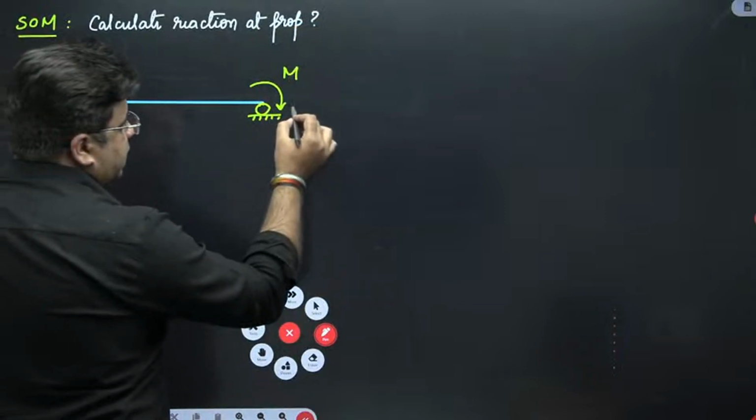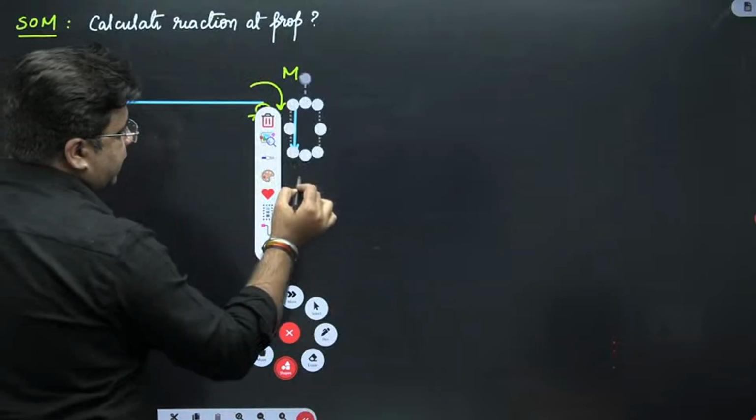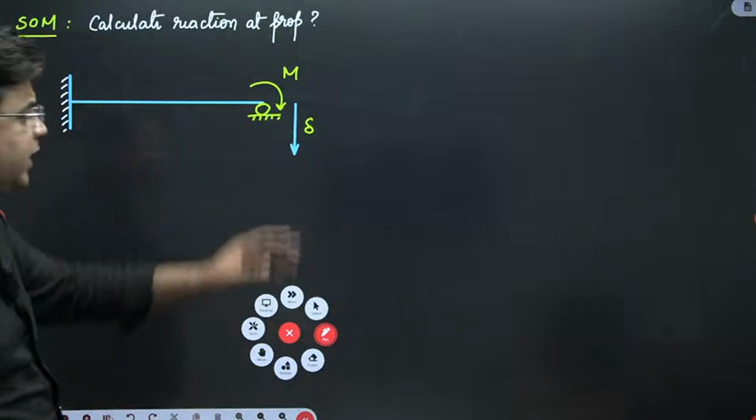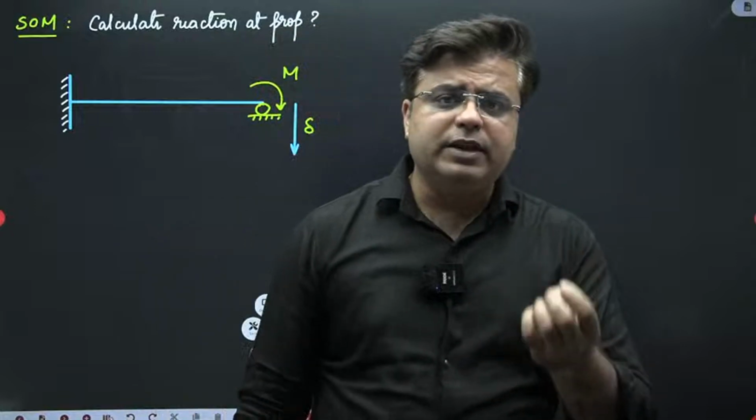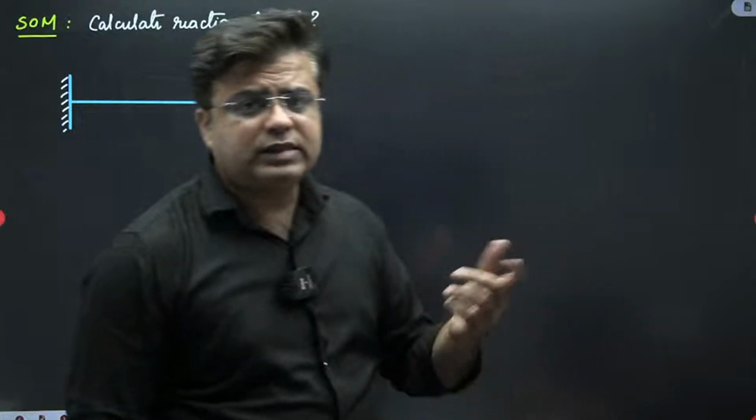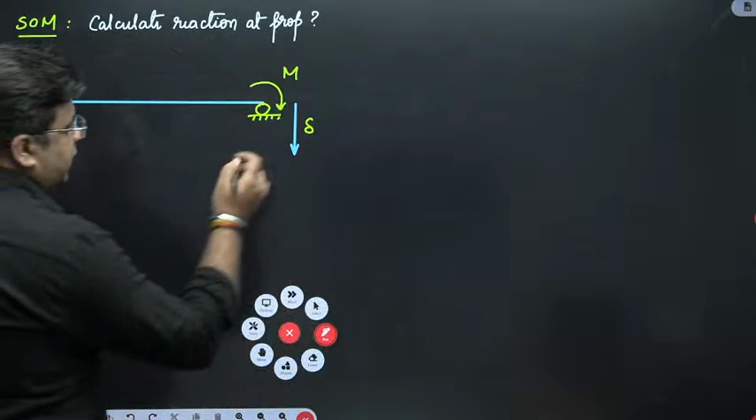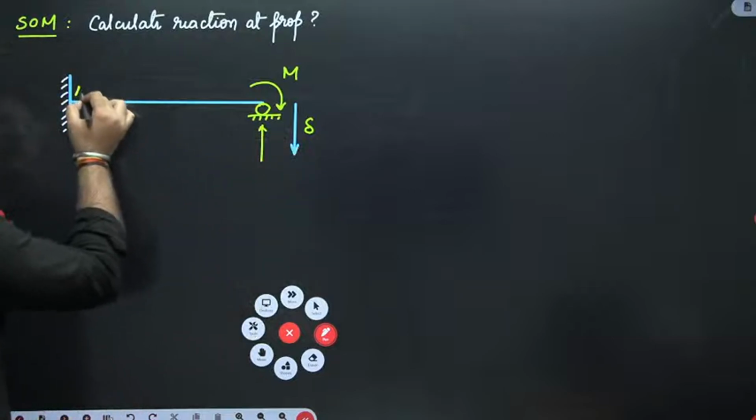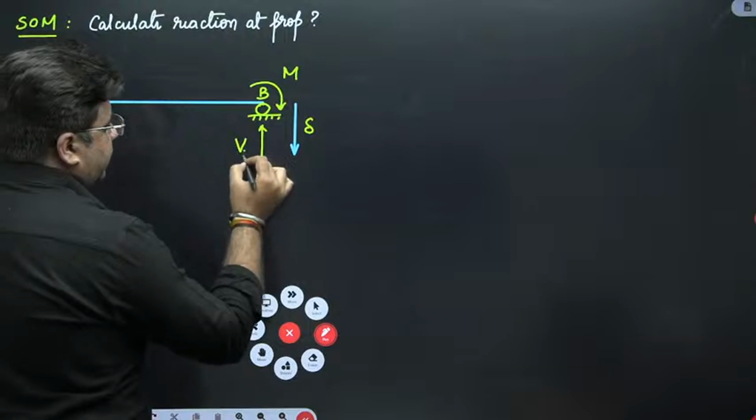This prop is also sinking by an amount of delta, right? So this question can be solved directly by applying the method of consistent deformation, or you can say the method of superposition, right? So what you have to do is, for example, say this point is A, this point is B, and the reaction here is say VB, fine.